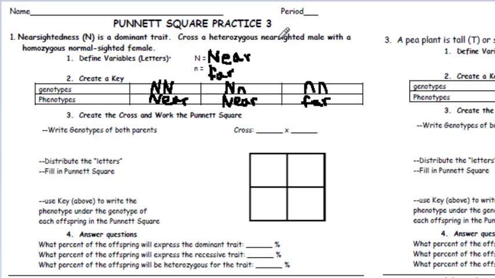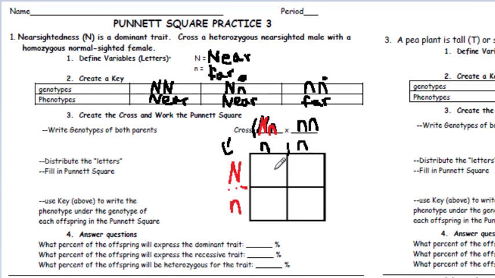Okay, we're going to cross, and it wants a heterozygous nearsighted, so that would be this one. So I'm going to put that here. And a homozygous normal sighted female, which is our far here. So we drop down this right here, and I'll do it. We'll make this red so you can see first N. Now they are separated, and the recessive variations of the gene right here.